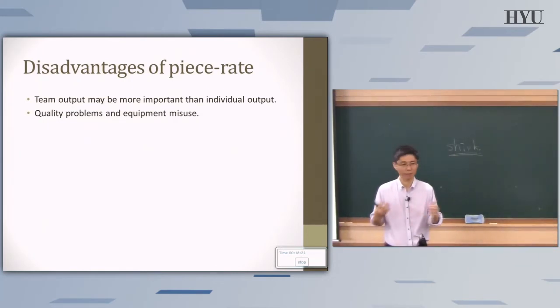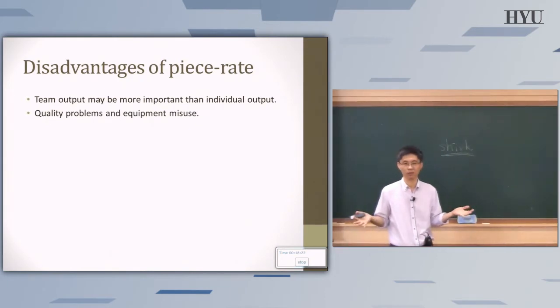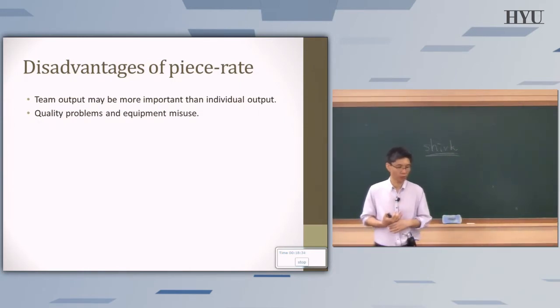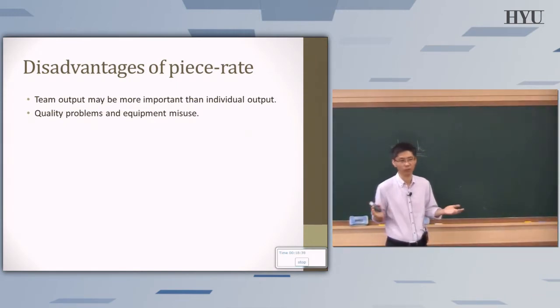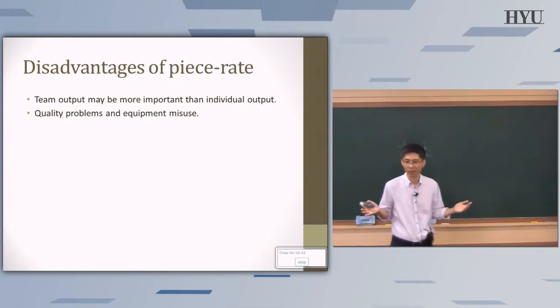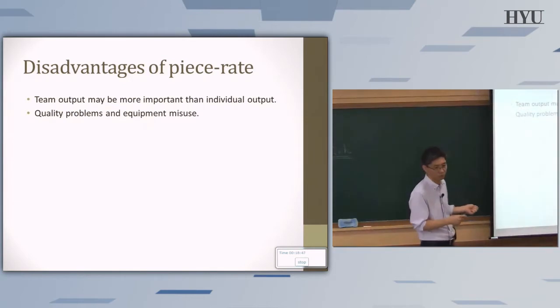So the optimal use for this equipment is, let's say, 100 pieces per hour, but sometimes people will probably work faster, so they just misuse the equipment. Then that can shorten the life of the equipment. If the equipment is expensive, then that's going to be a problem. So usually the piece rate system is generally used in simple manufacturing industries, and these workers generally use their own tools, so they can avoid this problem.